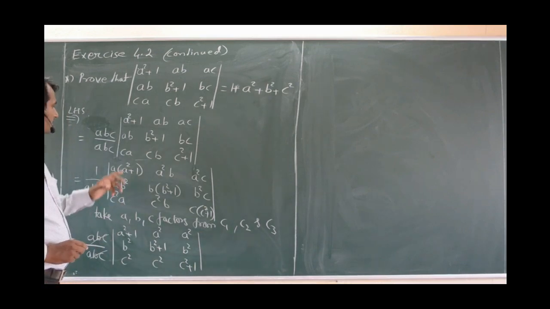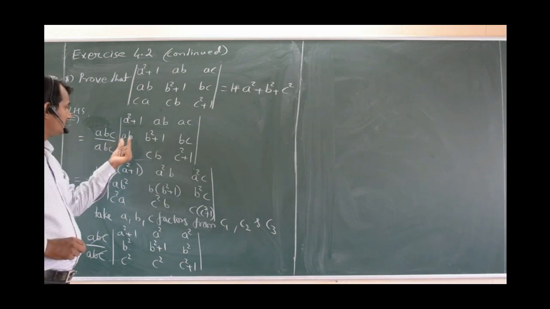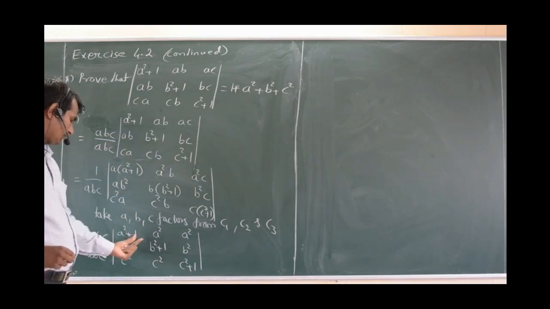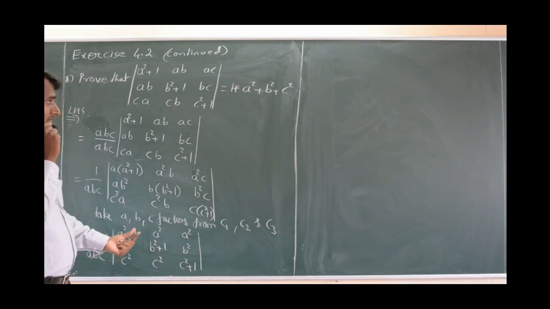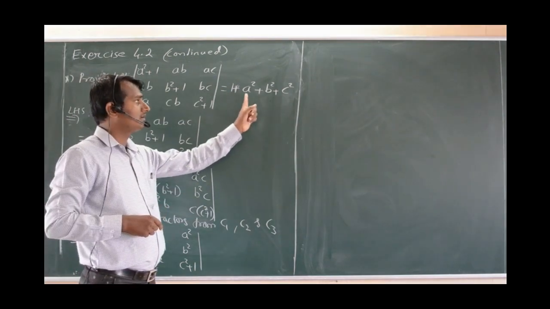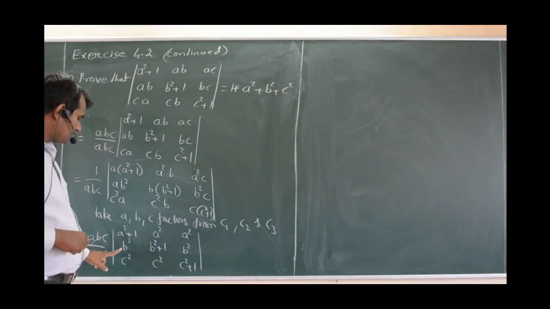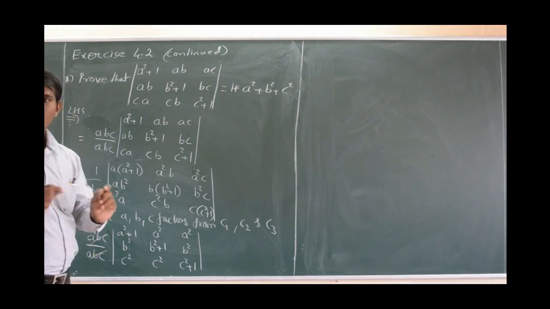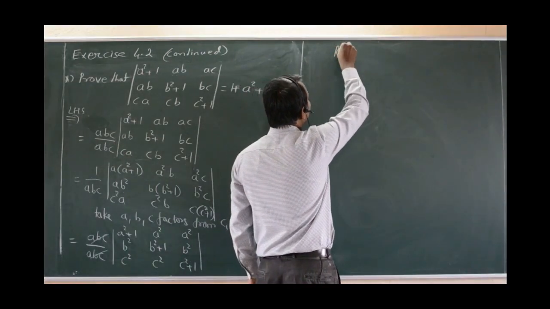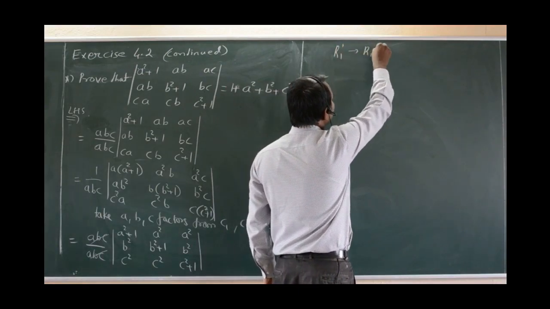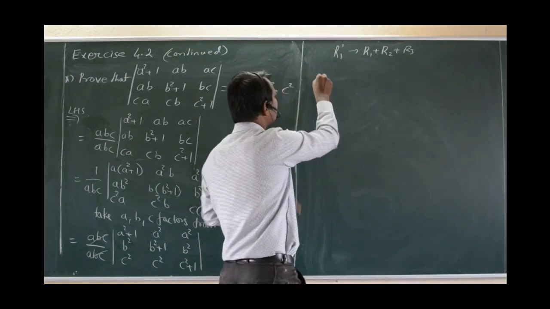Now we have to observe why we are multiplying and dividing: just to make these separate values, 1 plus a square, b square, c square, we got. Now ultimately, since the required proof is 1 plus a square plus b square plus c square, I can add R1 plus R2 plus R3. Our problem is over. Now let us observe the next step: R1 dash equals R1 plus R2 plus R3.